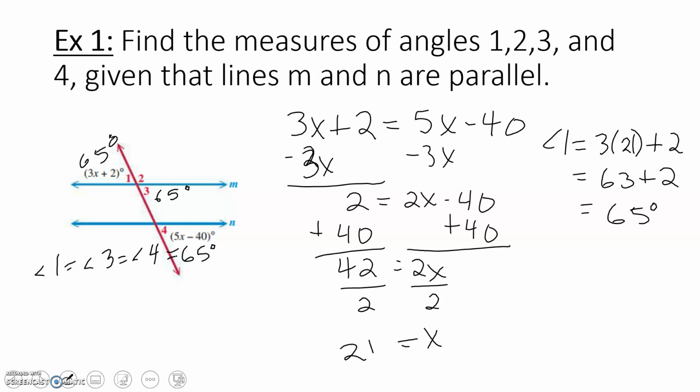The only one that's different is angle 2. Angle 2 and angle 1 are supplementary angles because they form a straight angle. So we can find the measure of angle 2 by doing 180 minus 65. When we do 180 minus 65, we get 115 degrees. So angle 2 will be equal to 115 degrees. And so we found the measures of all 4 angles. Angle 1, angle 3, and angle 4 are 65 degrees, and angle 2 is 115 degrees.